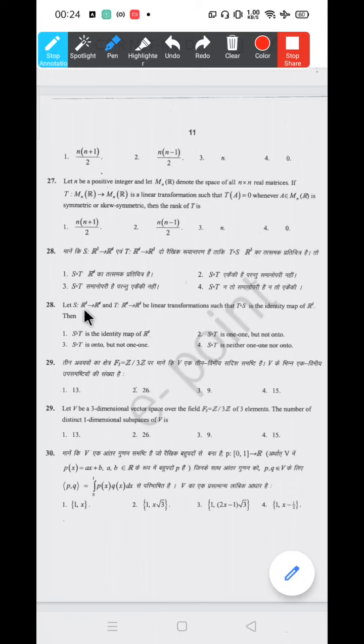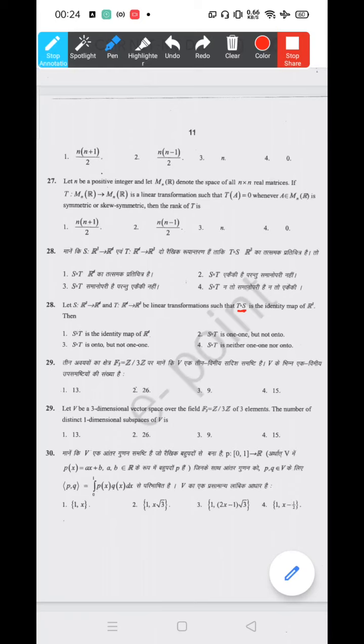Okay, what next? Let S from R3 to R4 and T from R4 to R3 be linear transformations such that T composite S is the identity map on R3. Then what can you say about S composite T? Let us have an example. They are saying T composite S is the identity map. Then is S composite T also the identity?